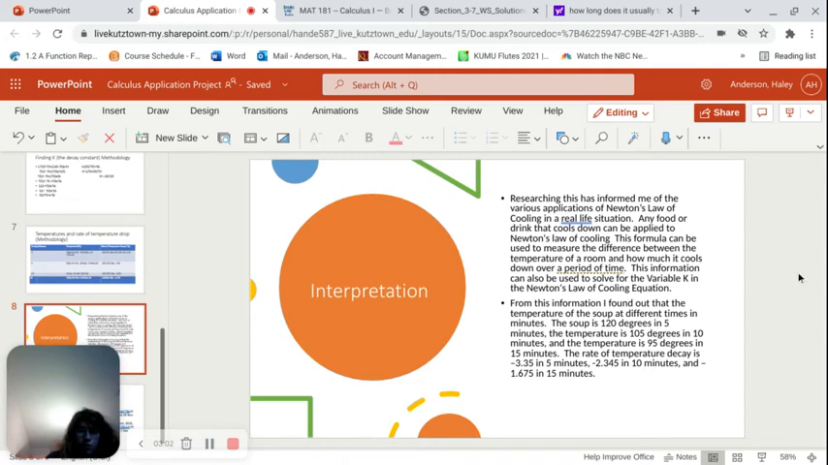Researching this has informed me of the various applications of Newton's law of cooling in real-life situations. Any food or drink that cools down can be applied to Newton's law of cooling. This formula can be used to measure the difference between the temperature of a room and how much it cools down over a certain period of time.